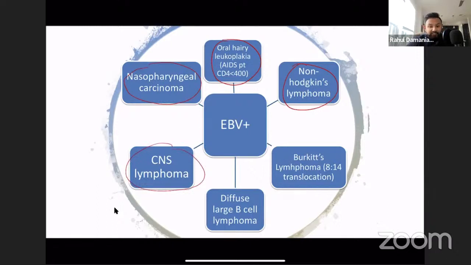in an immunocompromised patient, diffuse large B-cell lymphoma, which is at times thought to be a subtype of non-Hodgkin's lymphoma, as well as Burkitt's lymphoma, yet another subtype of non-Hodgkin's lymphoma. So patients who are going to have these types of tumors, in your vignettes, they will put the tumor stains positive for EBV. And so I just want you to kind of integrate all of the various tumors.